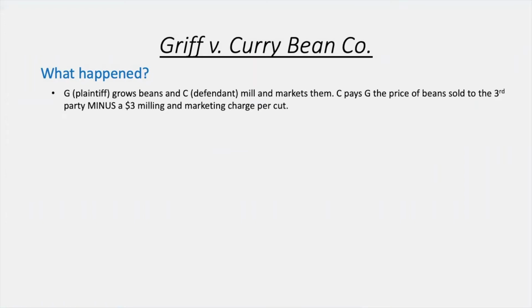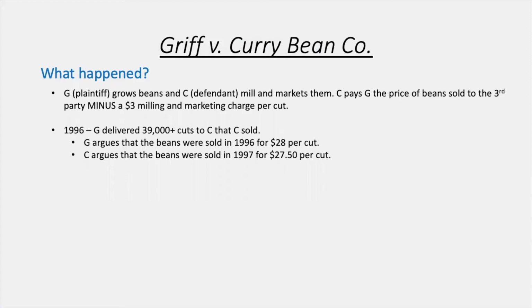So C pays G the price of the beans sold to the third party minus a $3 milling and marketing charge per cut. In 1996, G delivered 39,000 cuts to C that C claims it sold. The issue is, when did C sell these beans? G argues that the beans were sold in 1996 for $28 per cut, which is the higher amount. But C argues that the beans were sold in 1997 for $27.50 per cut.